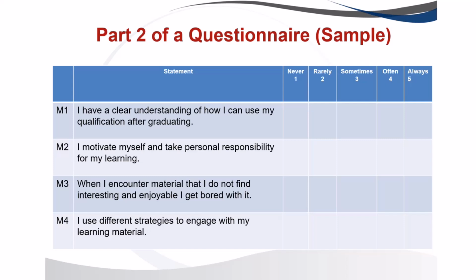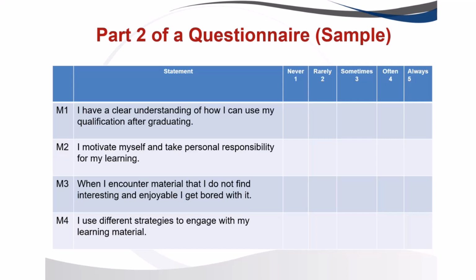The next one says, I motivate myself and take personal responsibility for my learning. The other one says, when I encounter material that I do not find interesting and enjoyable, I get bored with it. I use different strategies to engage with my learning material. So when you talk about content validity, we are saying, are all these four statements related to motivation? Are they talking to the variable?